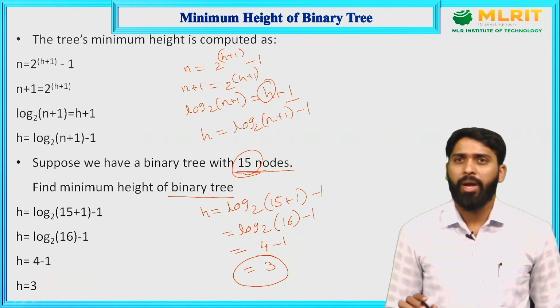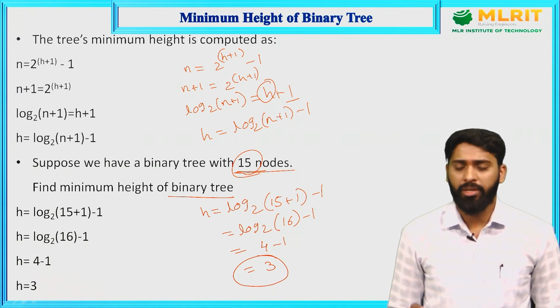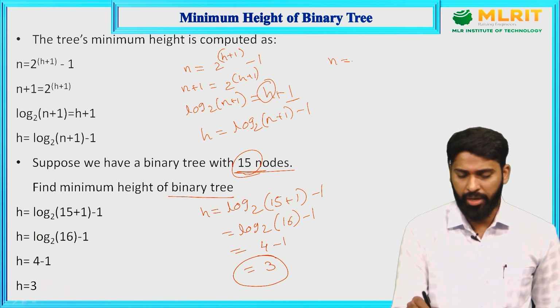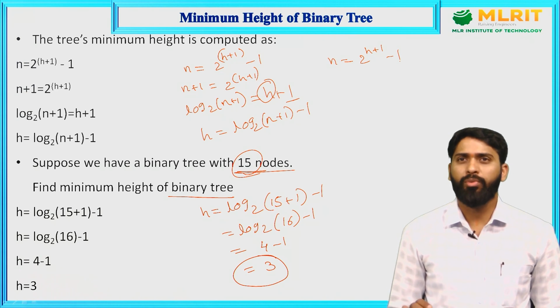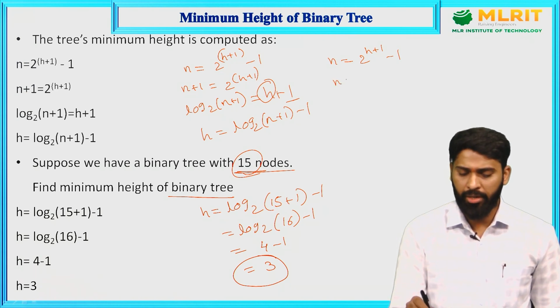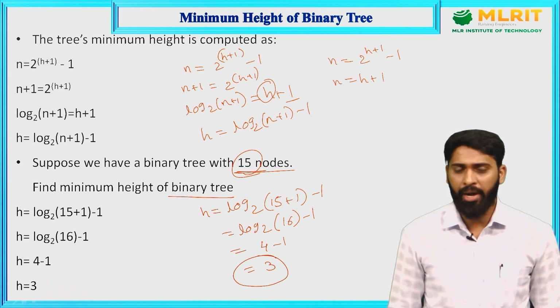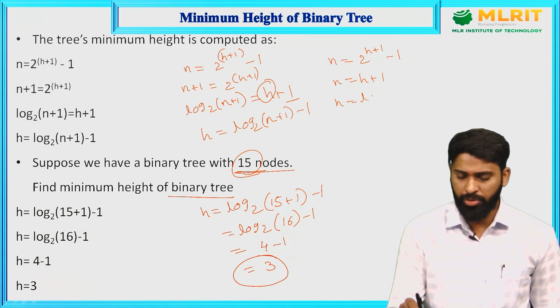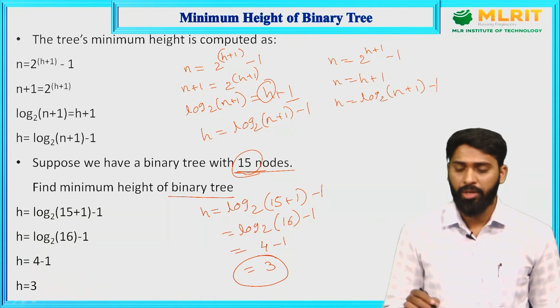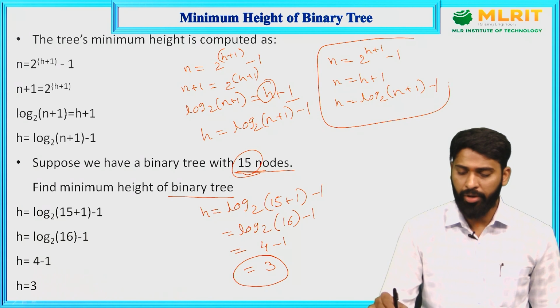How to find the maximum nodes present in the binary tree? That is n equals 2 power h plus 1 minus 1. How to find the minimum number? n equals h plus 1. How to find the minimum height? h equals log 2 of n plus 1 minus 1. You remember these three formulas.